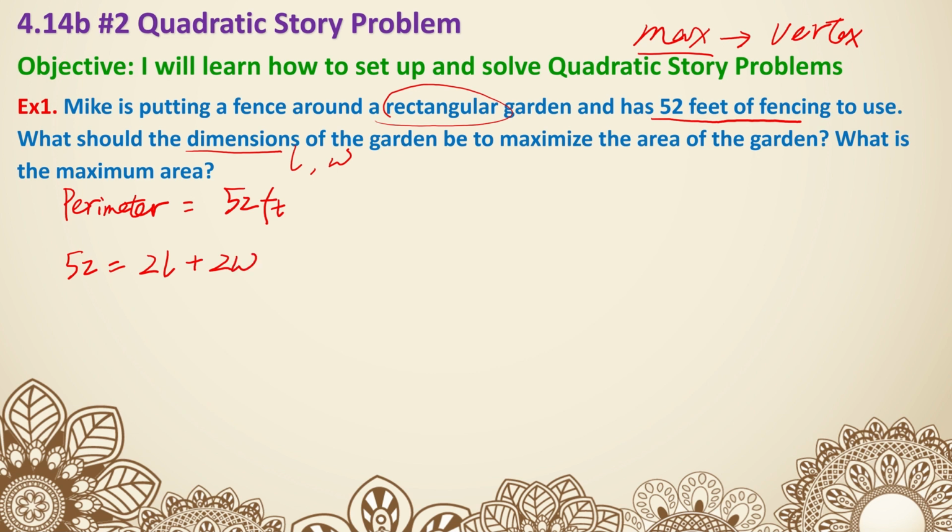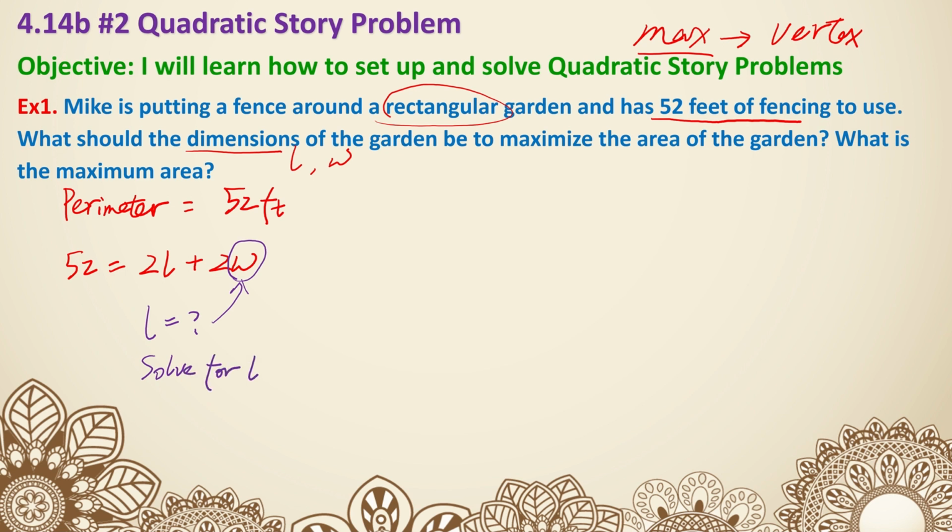However, we can't have both variables when we try to set up a quadratic function to be able to maximize it. So we have to decide which variable we want to keep. Let's say we want to keep the width. If we want to keep the width, that means we need to find the length in terms of width. So in other words, we are solving for L.